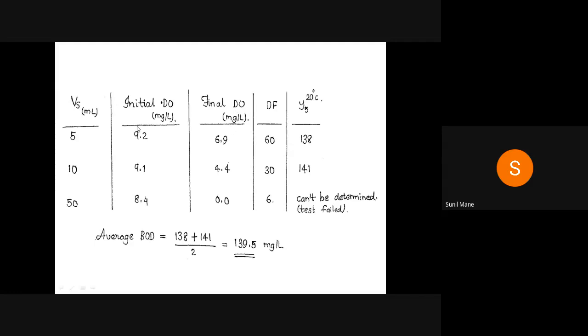Every time we have to depend on these laboratory results, so that they give us an idea of how much is the strength of the wastewater, and based on the strength of the wastewater, we have to go for the treatment.